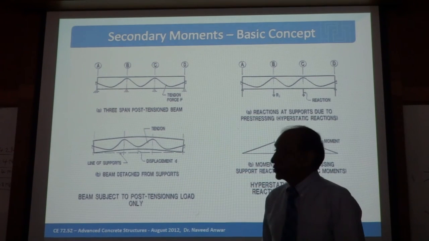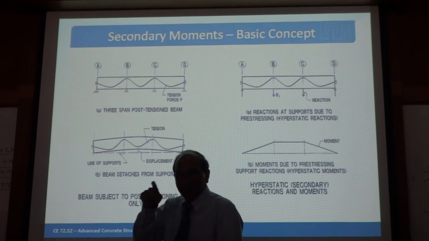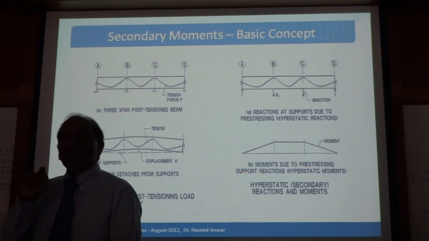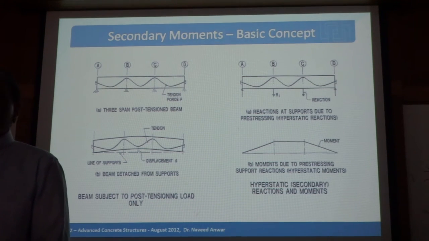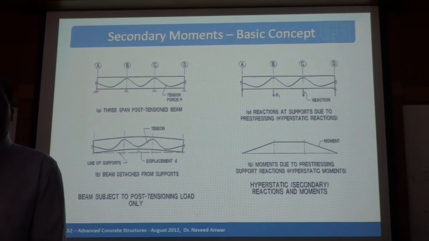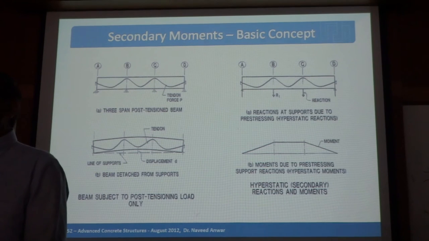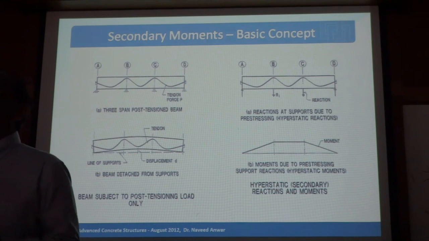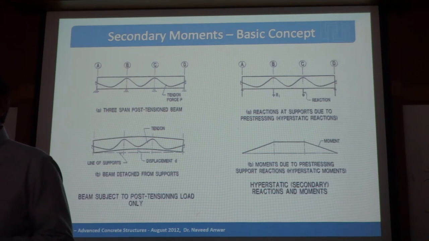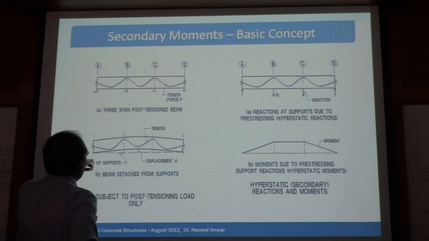It can happen. That profile is called a concordant profile. If the profile is such that the secondary forces are zero, that particular profile is called a concordant profile. So that means it is going to produce no secondary effects. And the deviation from the concordant profile is what produces the secondary forces. Clear?